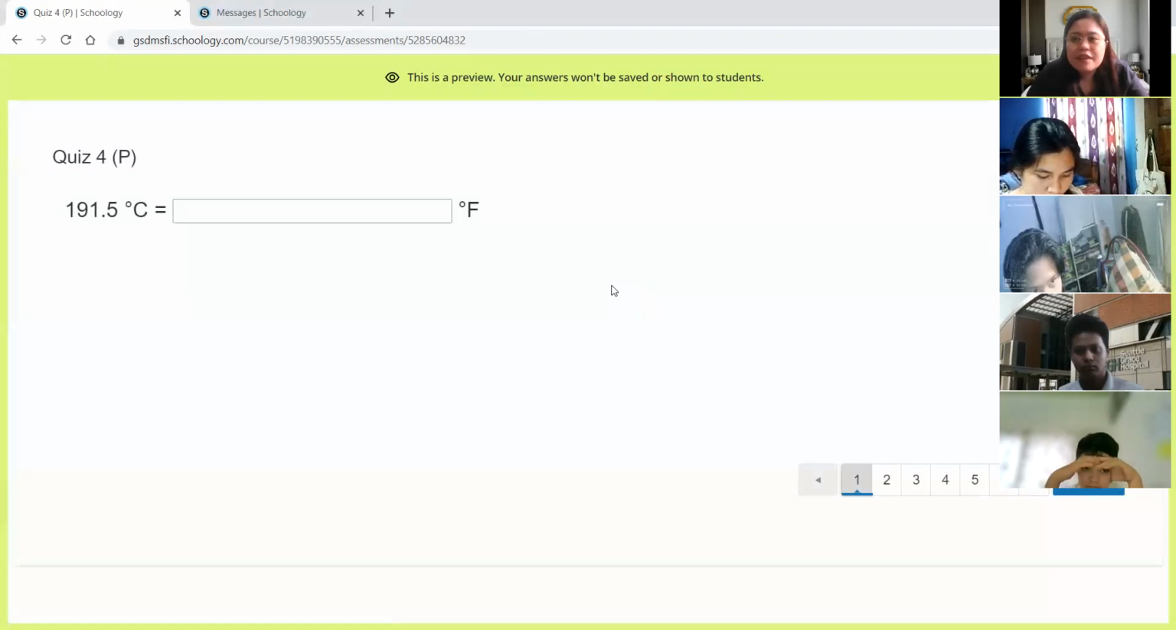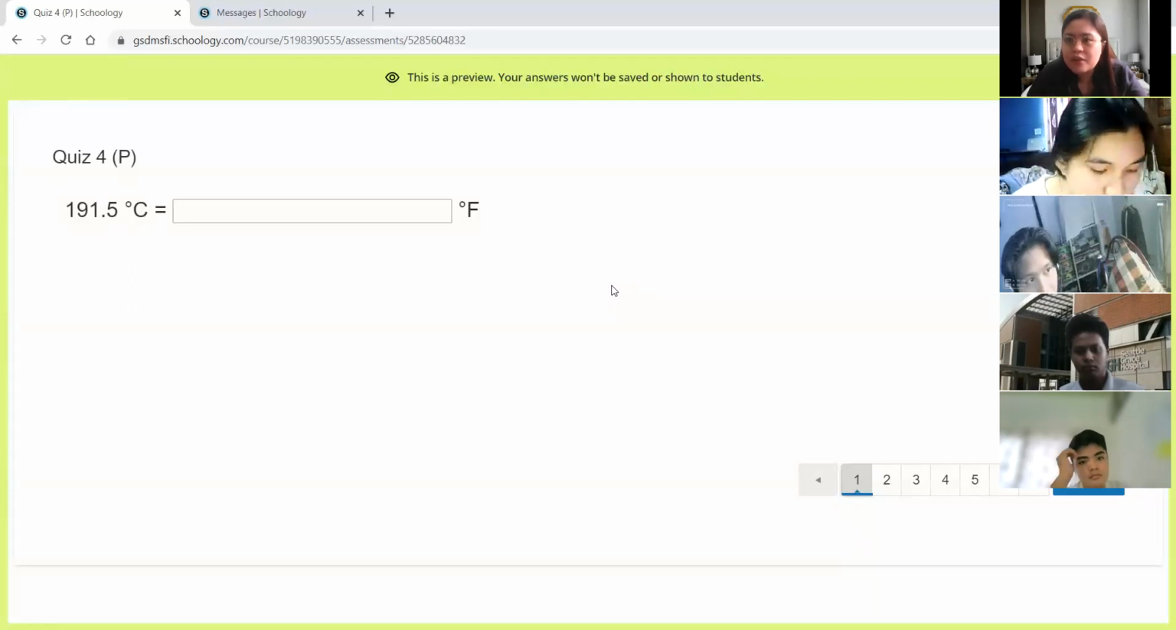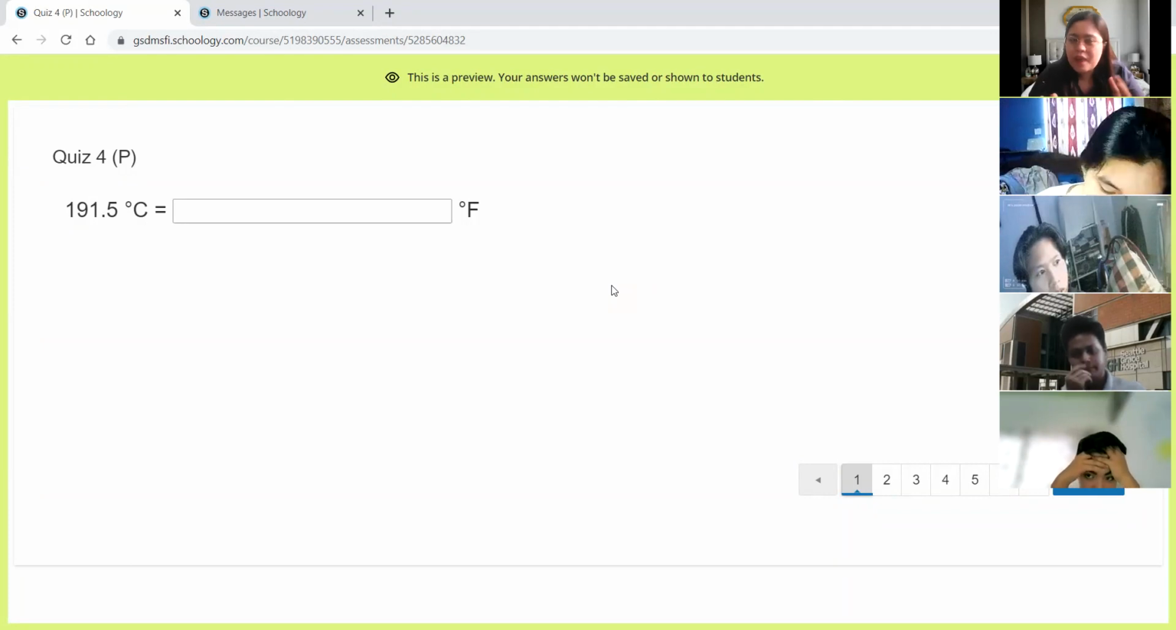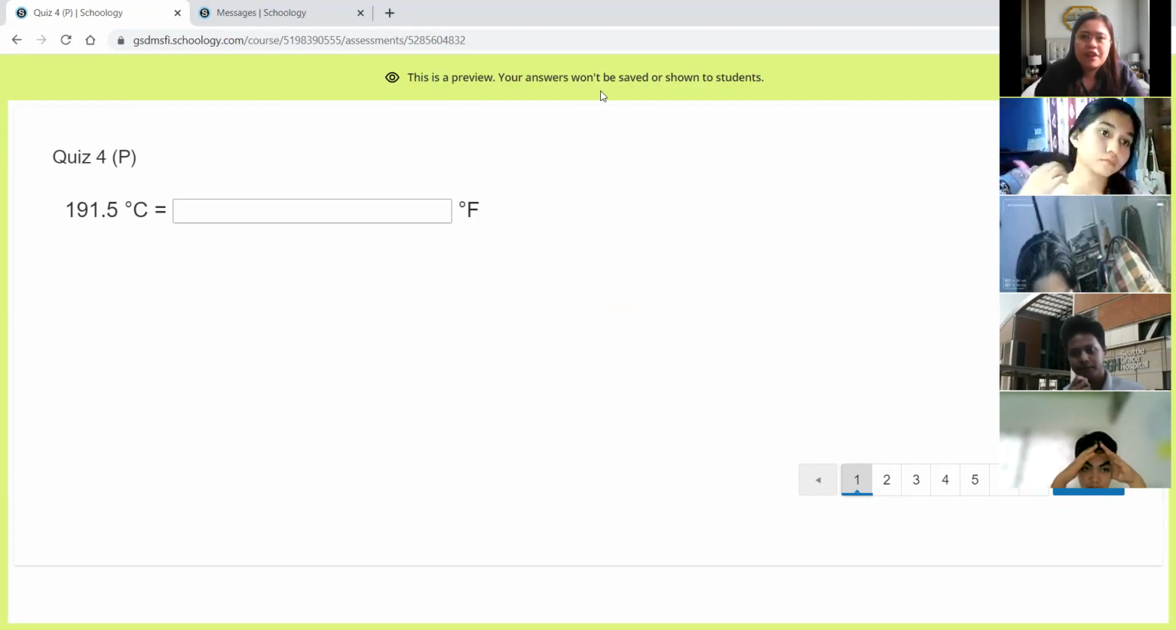We have to round off 191.5 degrees Celsius to degrees Fahrenheit. What was my instruction a while ago before we started the quiz? You have to follow the rules for significant figures, because I don't have any other instruction. There is no instruction whether it should be 2 decimal places, 1 decimal place, or whole number. Meaning you have to follow the correct rules for the significant figures.